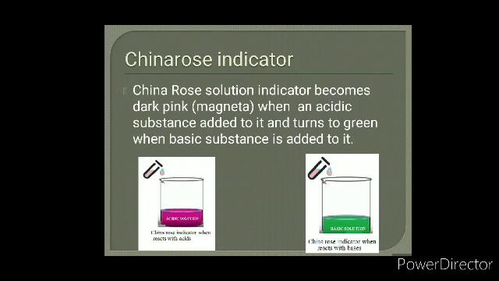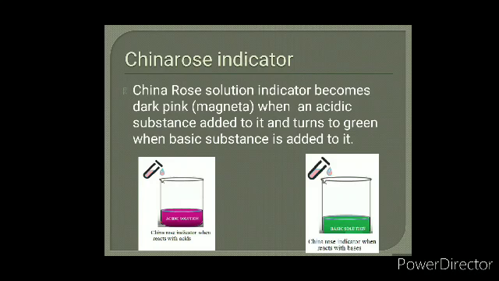Isn't it interesting? Whenever you add it to a solution, it will change its color, and we can easily differentiate whether the substance is acidic or basic. If it changes its color to dark pink or magenta, then it is an acidic solution. If it changes its color to green, then it is a basic solution. China rose is also easily available. We can prepare it in our home, and we can test the substances which are around us.